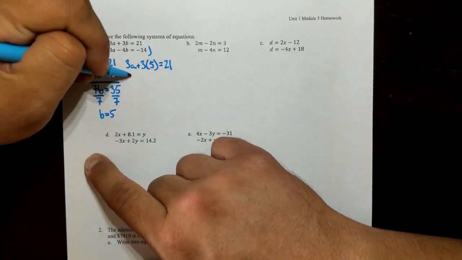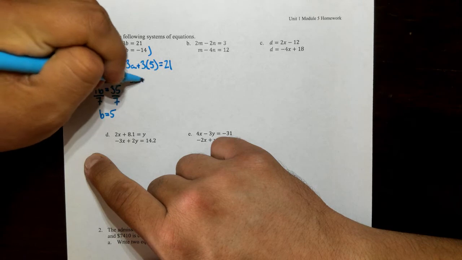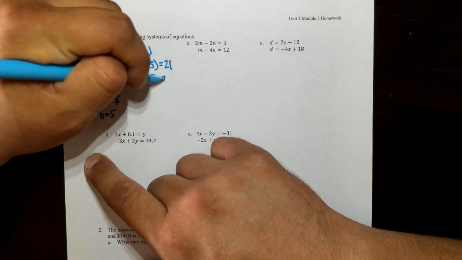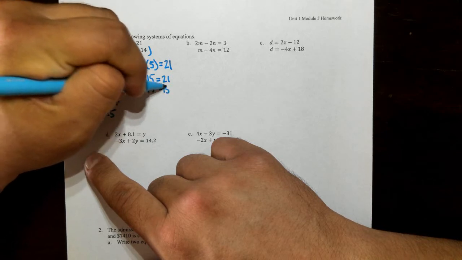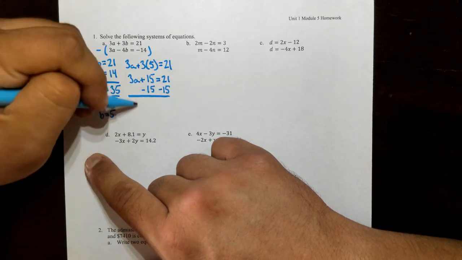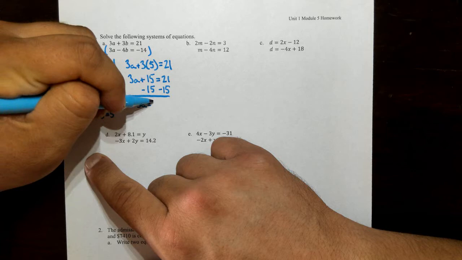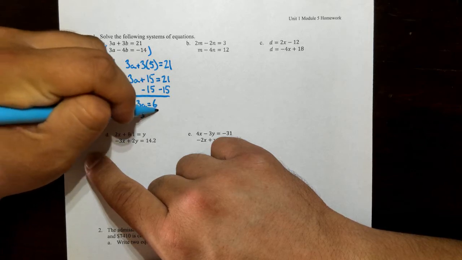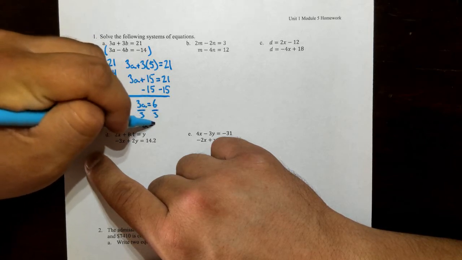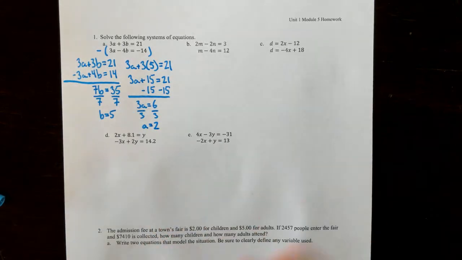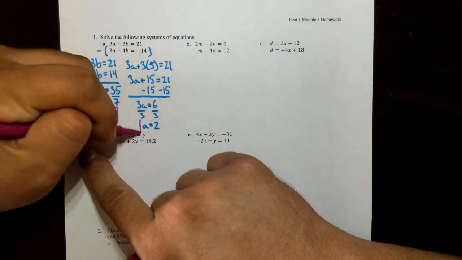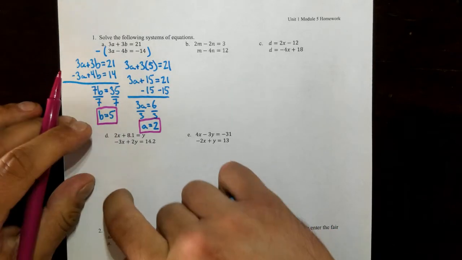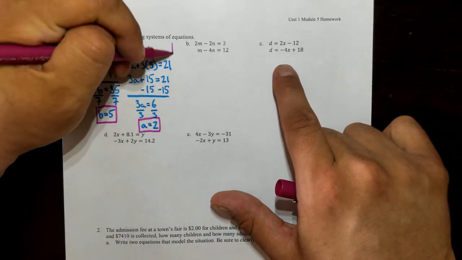I'm going to multiply 3 times 5, that's 15. Subtract 15 from both sides. This gives me 3a equals 6, and divide by 3. So a is equal to 2. And there I have my two answers. B is equal to 5, and a is equal to 2. So let's move on to B.